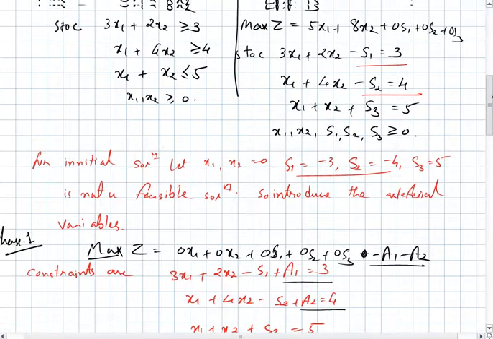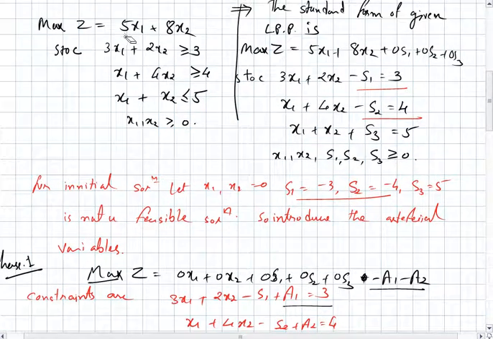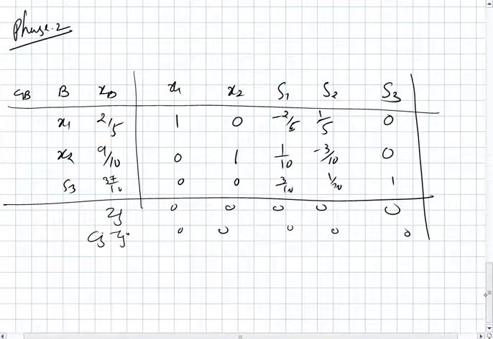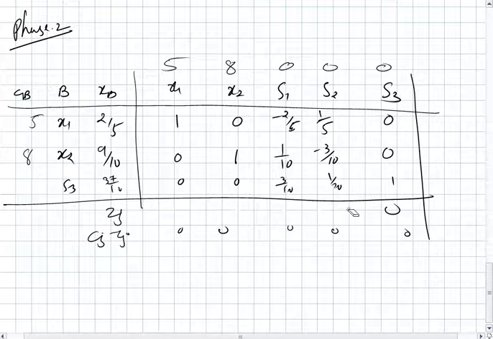The original objective function is having coefficients minus 5 and 8. So we will copy that, that is 5 and 8. So coefficients now here are 5 and 8 for x1 and x2. Here s1, s2, s3's coefficients are 0, so 5 and 8. Now we have to evaluate again zj and cj. So we will do that.